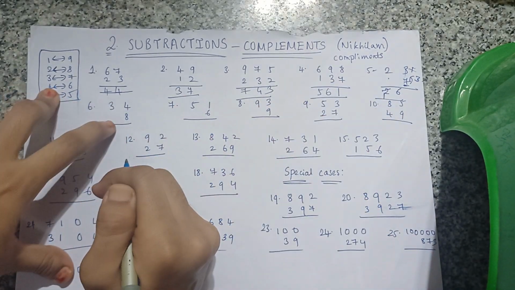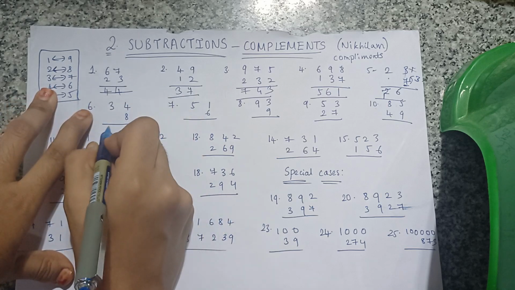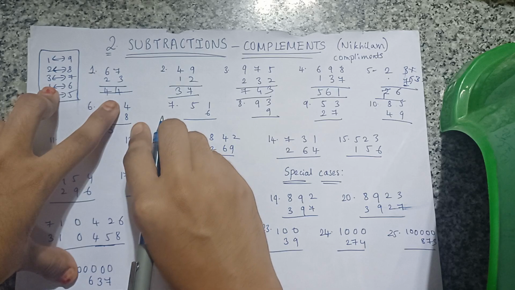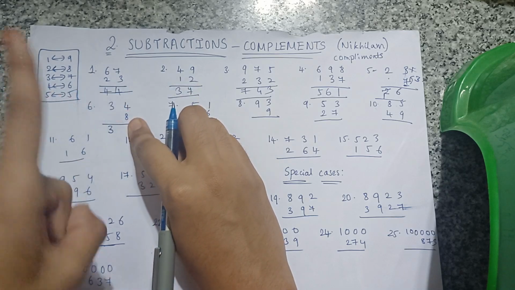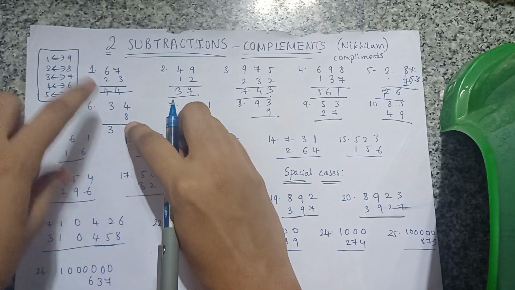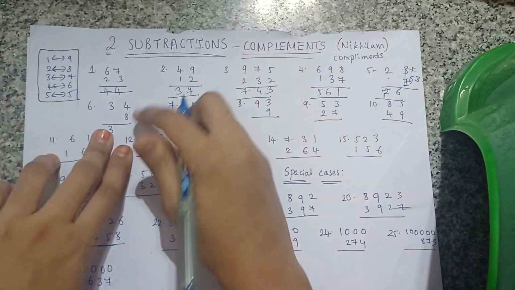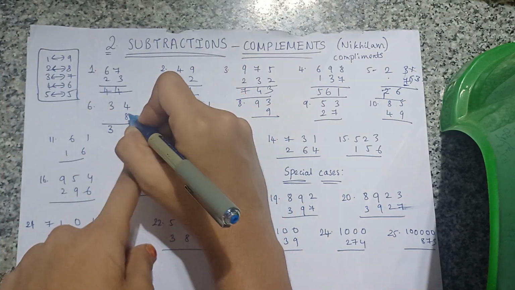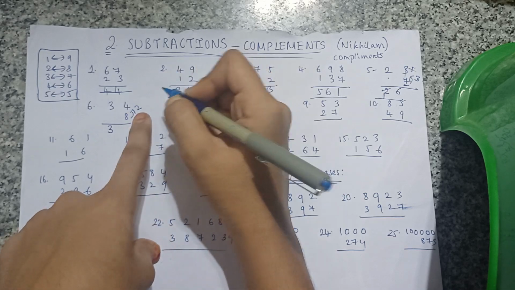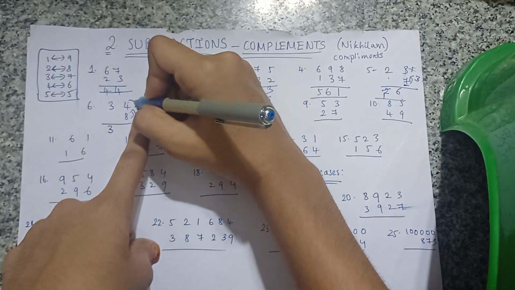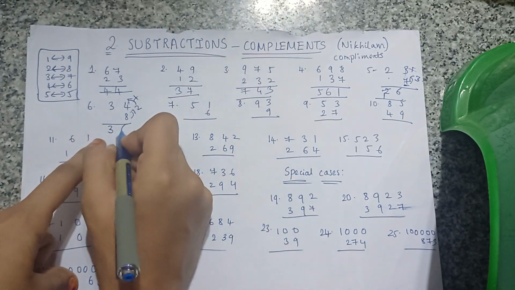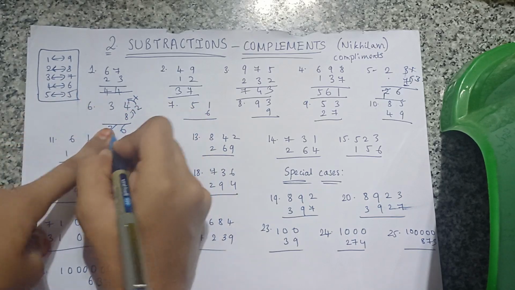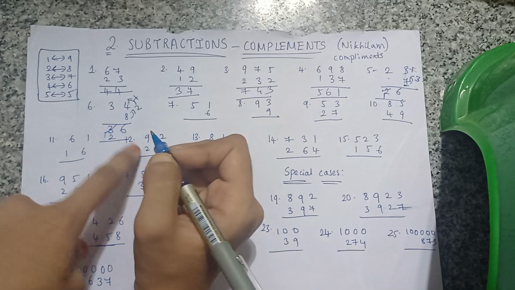Now 3 minus 0 is 3. But coming to here, it is a mismatch pair. So for a mismatch pair, we use the complement. What is the complement of 8? The complement of 8 is 2. That means for 8, if we add 2, we get the sum as 10. So we have to add 2 to this upper number. Now 4 plus 2 is 6. But since this is a mismatch pair, we have to subtract 1 from this. So 26 is your answer.